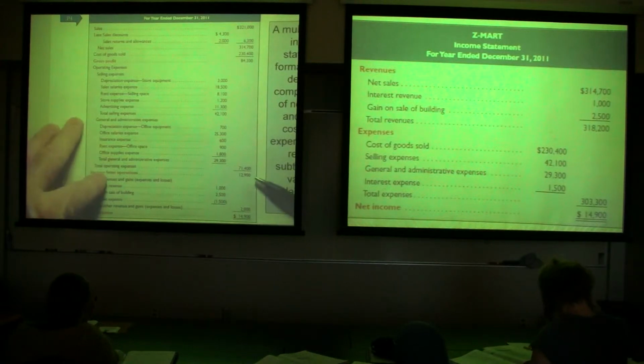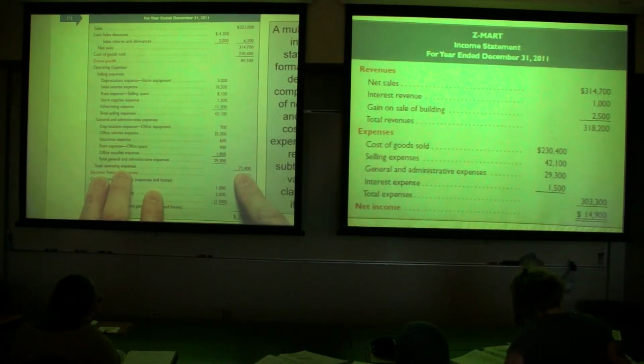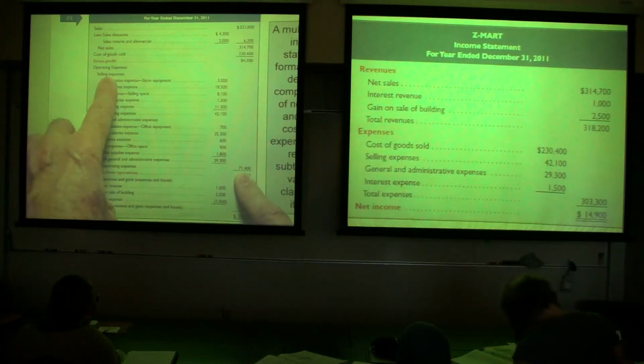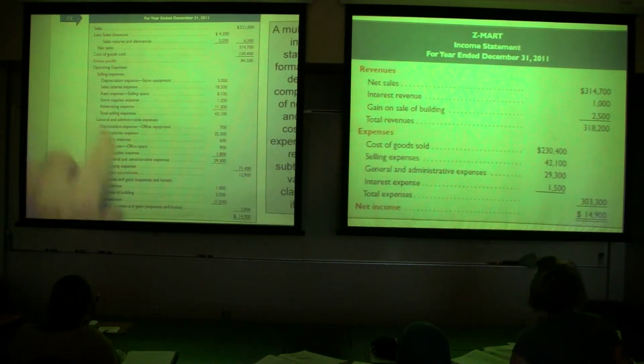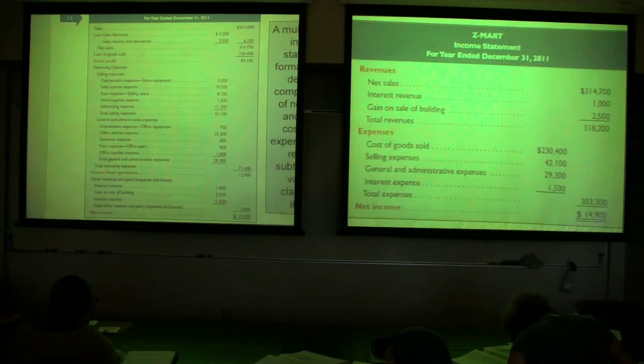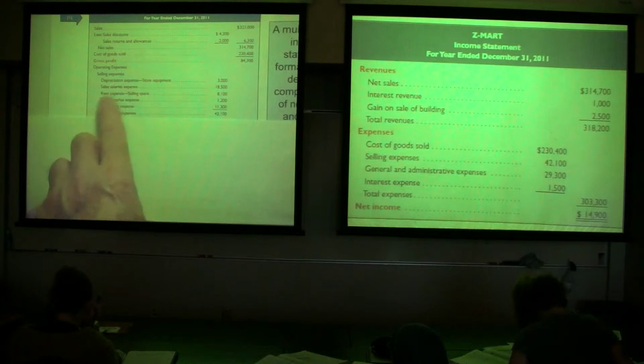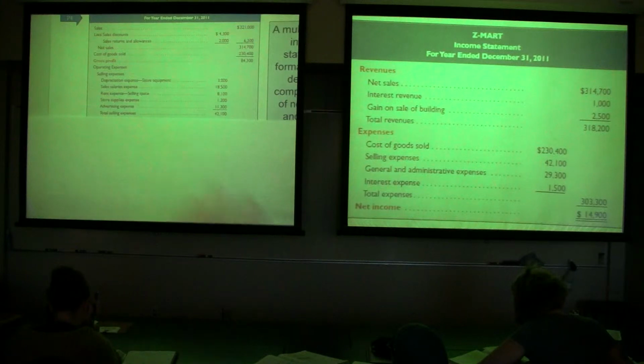Now you take away your operating expenses. So down here you have $71,400 of operating expenses. And notice that there's two categories of operating expenses. You have selling expenses and you have general and administrative. Breaking them out like this really helps, and I'll show you why in a minute. So selling expenses are all those expenses that are related to making sales. Here's the depreciation expense for the store. Here's the sales salary expense. Here's the rent expense for the selling space, store supplies, advertising. All of these expenses are directly related to sales.